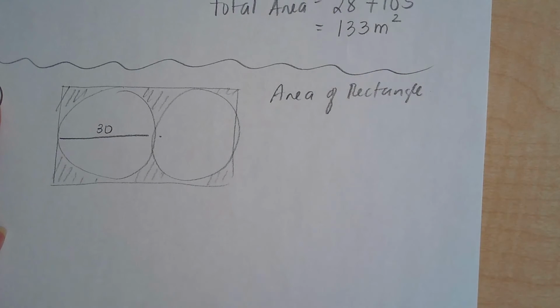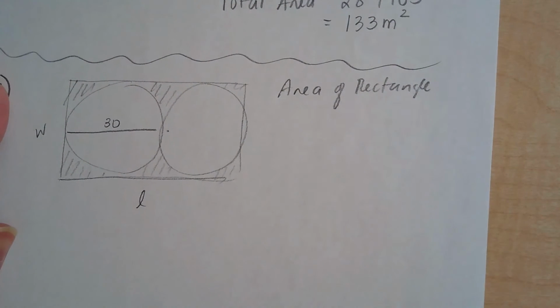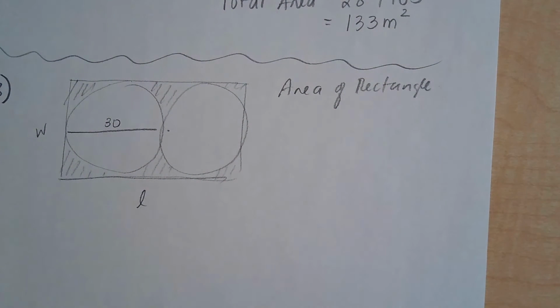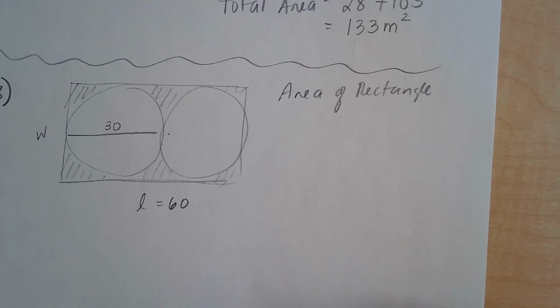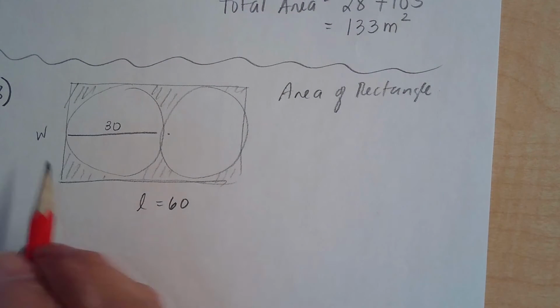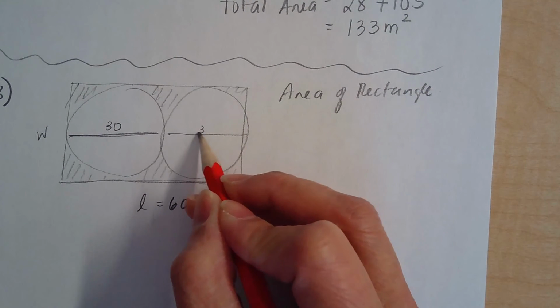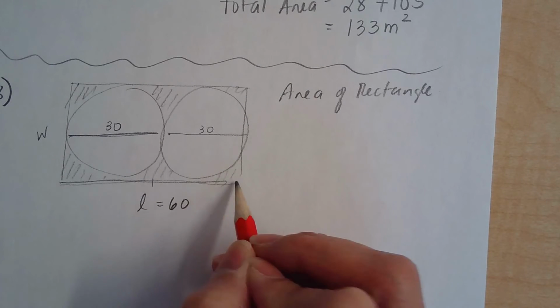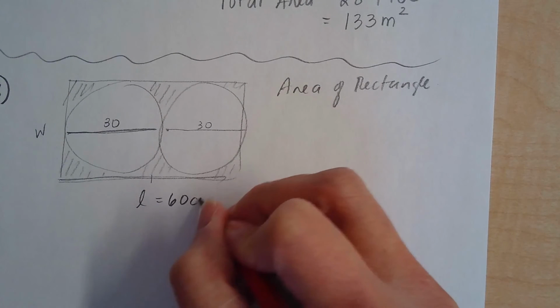Well, how to figure out the area of a rectangle? We need the length and we need the width. So what do you think the length is of this rectangle? Because it's not given to us. 60, right? So this is going to be 60. And how do you know it's 60? Because if this is 30 and this is another 30, that makes this a 60. So that would be centimeters.